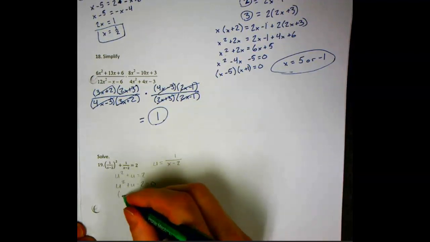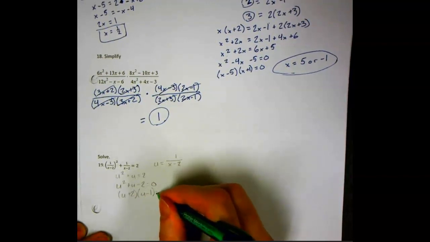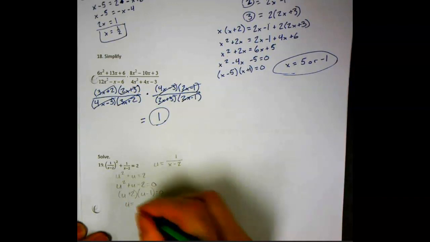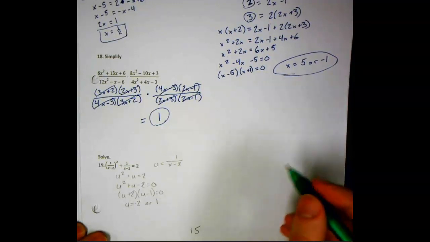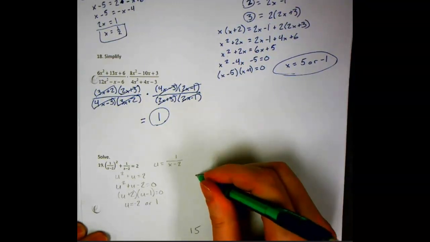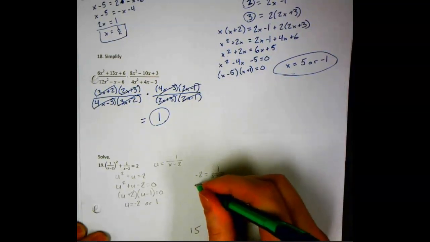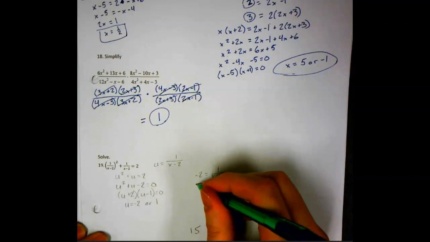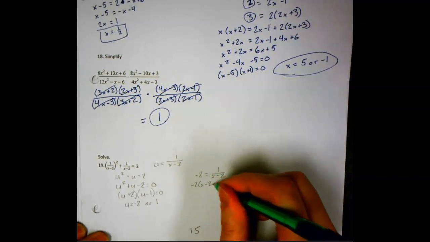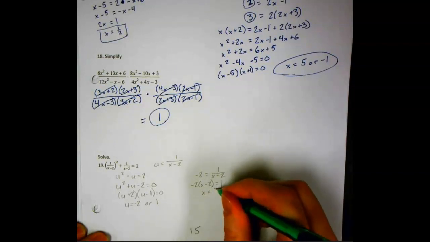When we factor that, we have (u plus 2)(u minus 1). So u can either equal -2 or +1. Now we need to solve that for x still though. So we'll have -2 equals 1 over x minus 2. We'll multiply the denominator over. We'll have -2 times (x minus 2) equals 1. And that's going to end up with x equals 3 over 2.